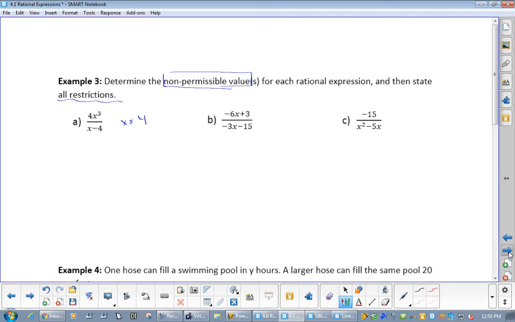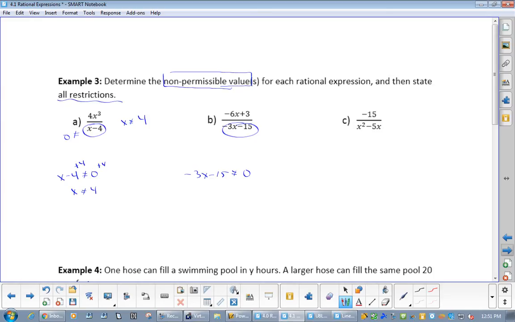Now here's how you can do it algebraically. Write out this statement. X minus 4 cannot equal 0. I'm saying the bottom cannot equal 0. And then you just do some algebra. Add 4. X cannot equal 4. Okay? So you can always do algebra on the bottom. You can just always say this cannot equal 0. Okay? Same with this one. Negative 3x minus 15 cannot equal 0. That's the truth. The denominator can never equal 0.